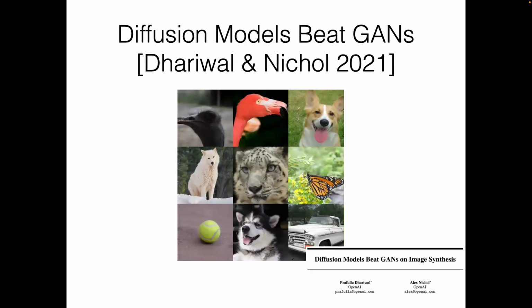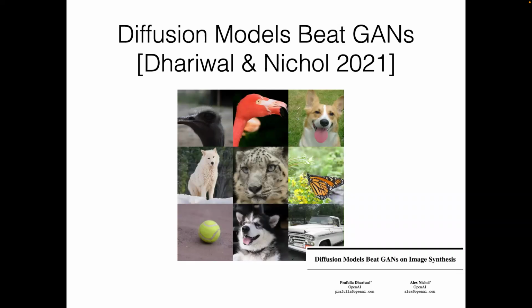So what happened is these diffusion models came out and people started developing them a bit further. Here's yet another paper from OpenAI. This was one of the first ones that, well, you can see the title. The title is Diffusion Models Beat GANs on Image Synthesis.